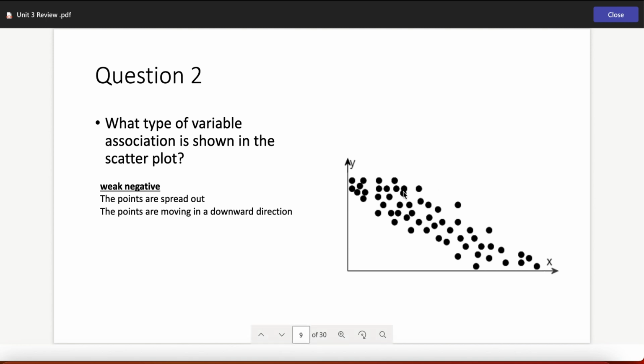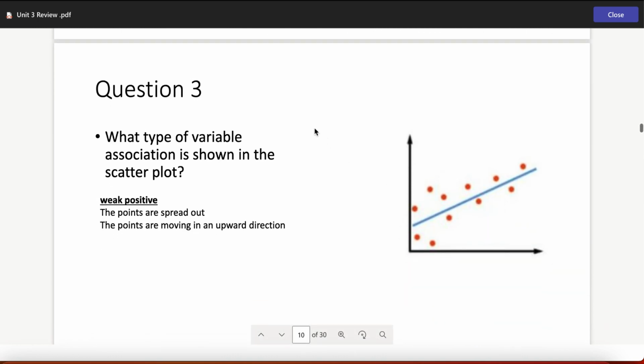So this is a weak negative because the points are spread out. Some points are just distant from each other. And it's moving in a downward direction, a negative direction, but also the clusters are spread apart. There are a lot of points in the graph, but it's spread out. So it's weak negative. Like I said, if it's spread out, then it's a weak association. But if it's close together, then it's going to be a strong association, whether it's positive, constant, or negative.